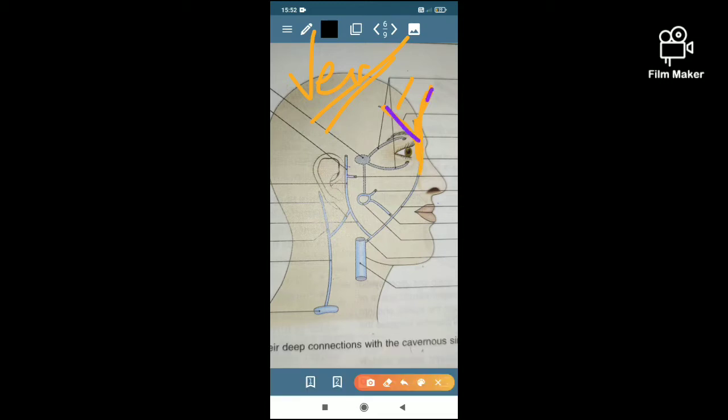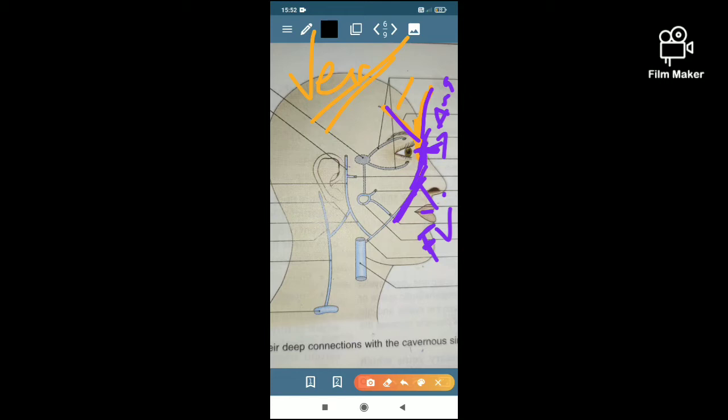These supraorbital and supratrochlear veins unite at the median angle of the eye, forming the angular vein. You can see that this is the median angle of the eye. So you call this attachment the angular vein. As it moves forward, it continues downwards as the facial vein. You can call this vein the facial vein here.